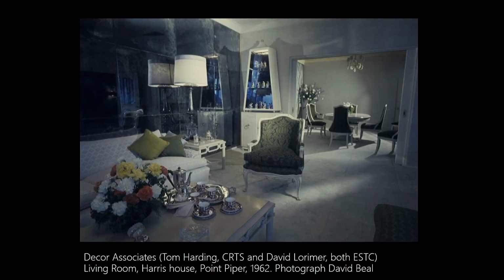Other graduate decorators such as June Carney, David Lorimer and Tom Harding, who designed this room, were expert at colour mixing and the coordination of complex, subtly related palettes across multiple furnishing components, and this was in high demand at the top end of the market.